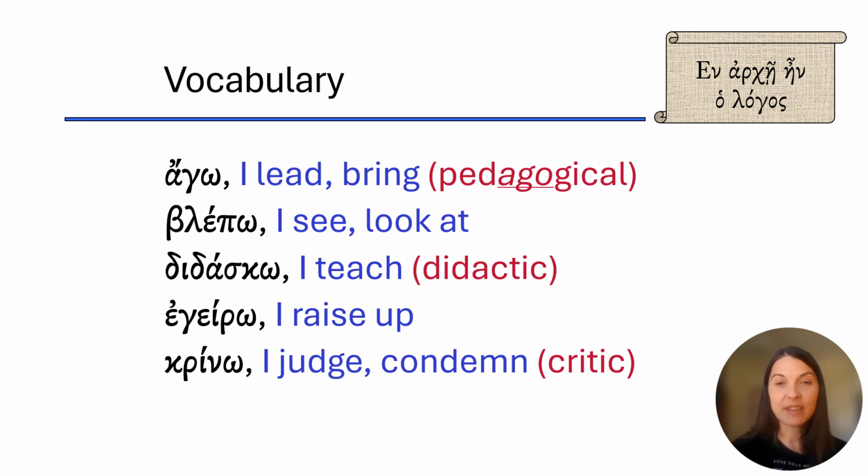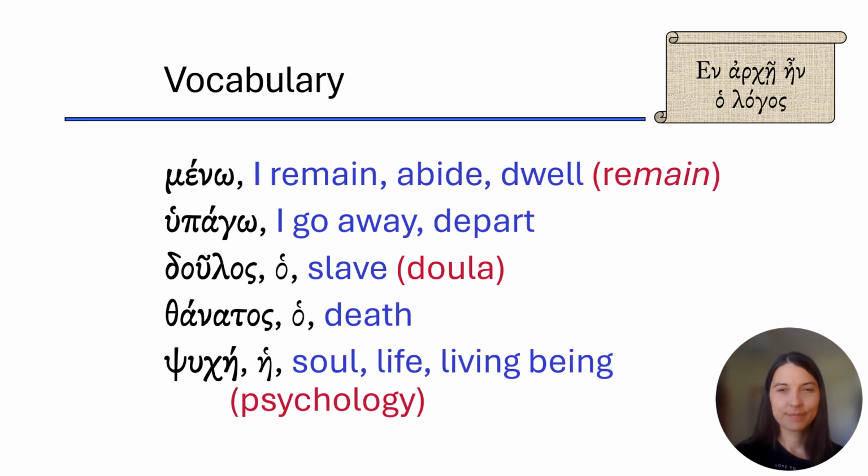So in red, you'll see the suggested hints: ago, I lead, I bring; blepo, I see, look at; didasko, I teach; egeiro, I raise up; krino, I judge, condemn. And we have meno, I remain, abide, dwell. I think of I remain-o. Hupago, this is actually a compound word. So you see that ago from your vocab earlier, but this is hupago. So I think of hupago away, I go away, depart.